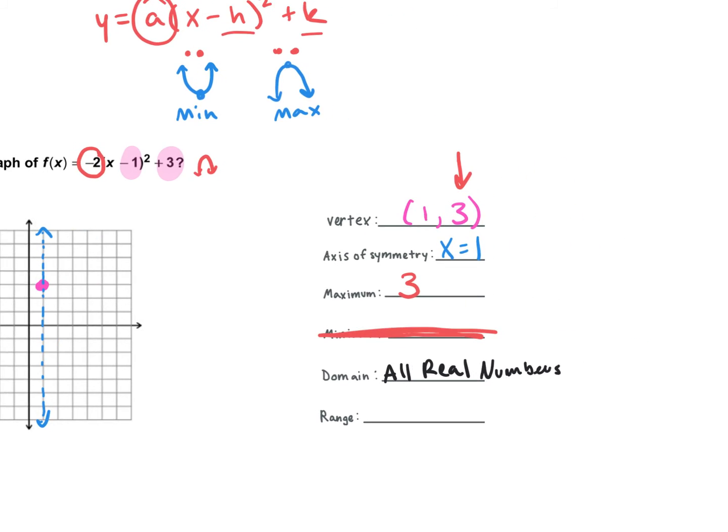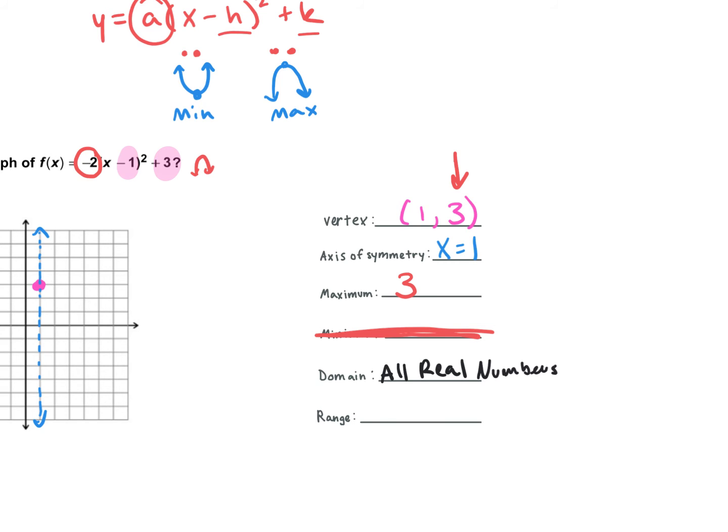You could say all real numbers, or you could say this R with like 2 lines through it. That means all real numbers. Or if you want, you could say ARN, all real numbers. So the domain is always going to be all real numbers. Always all real numbers. That's like a freebie on your test. Domain is always all real numbers.